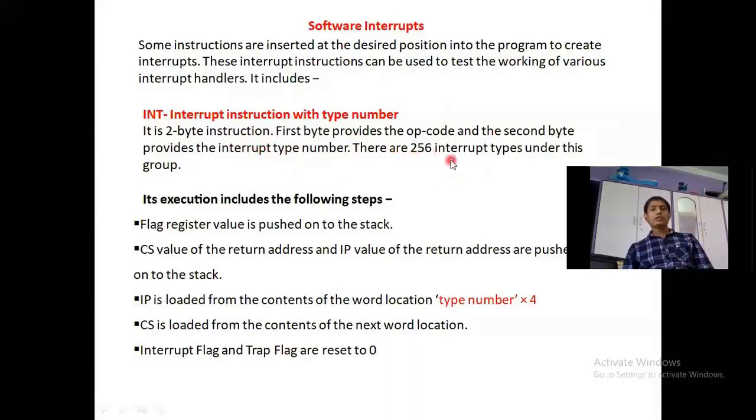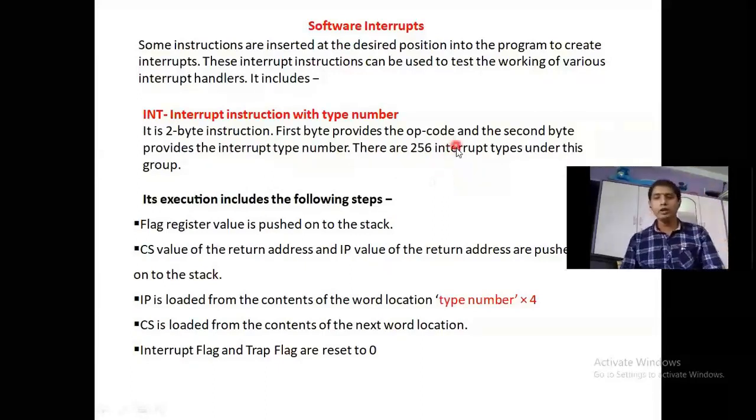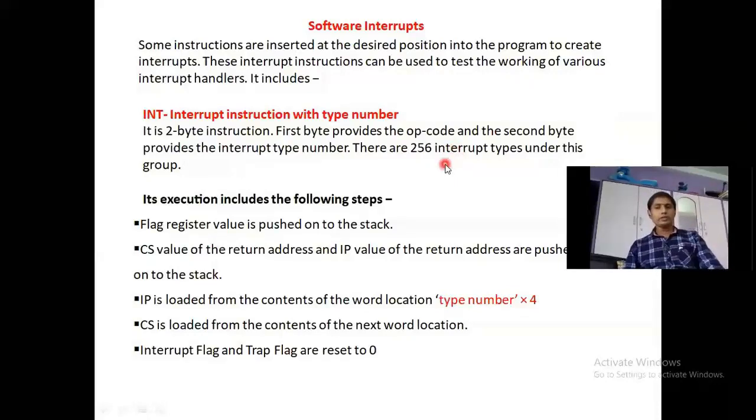So there are 256 interrupt types under this group. Total 256 interrupts are there, called type 0 to type 255. Type 0 may have one name, type 1 may have another name, like that. We have different types of interrupts present.